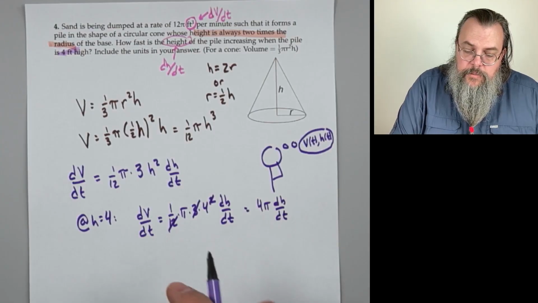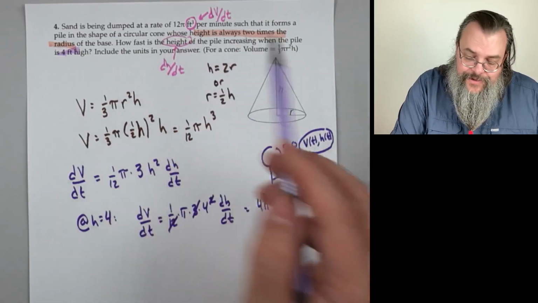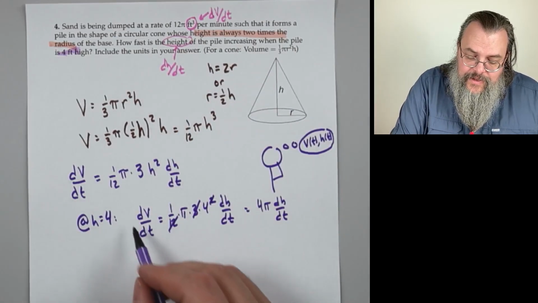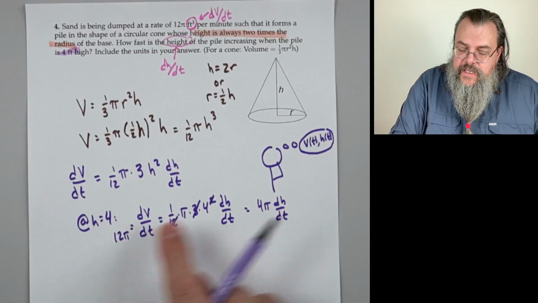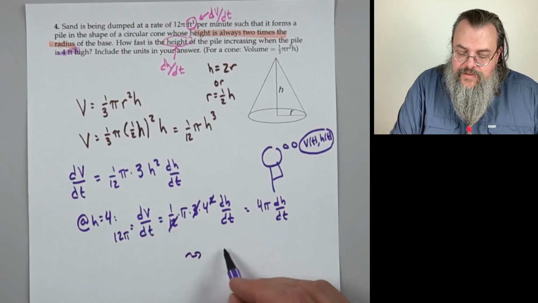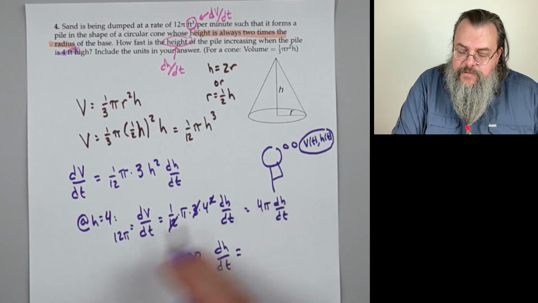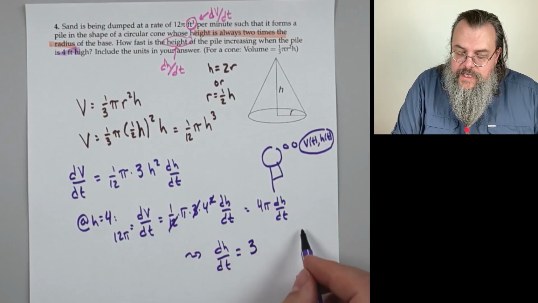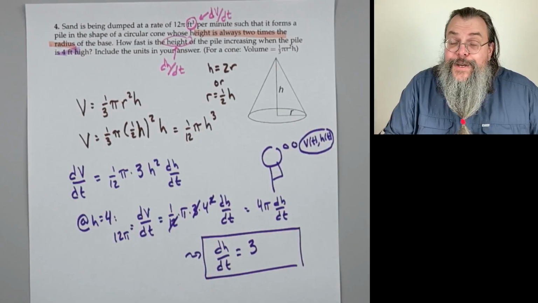Cool. But notice we know dV/dt, it was given to us. So this is 12 pi. So 12 pi is 4 pi dh/dt, which tells us that dh/dt, well, 12 pi divided by 4 pi, is 3. Good. Are we done? Are we over?